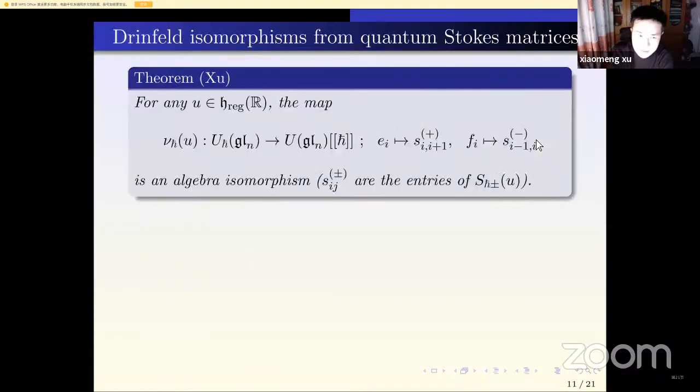Okay, and then our first theorem states that for any u inside the real regular Cartan, the following map gives an algebra isomorphism from the quantum group to the undeformed universal enveloping algebra. Such a map sends the generators E_i, F_i of the quantum group to the off diagonal elements of the quantum Stokes matrices. Recall that before I used S plus minus ij to denote the entries of the quantum Stokes matrices. In particular, this S_{i,i+1} takes the ith row and the (i+1)th column entry of the quantum Stokes matrix. So this is actually an algebra isomorphism. Right. So this is the first theorem of this talk.